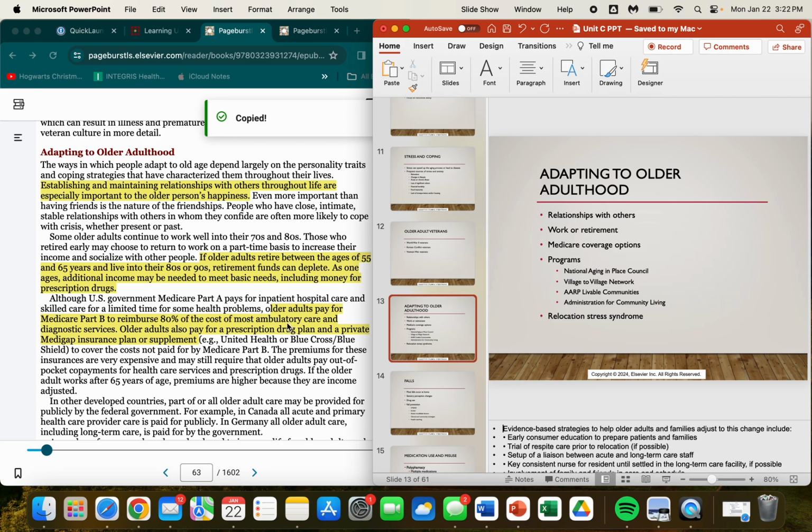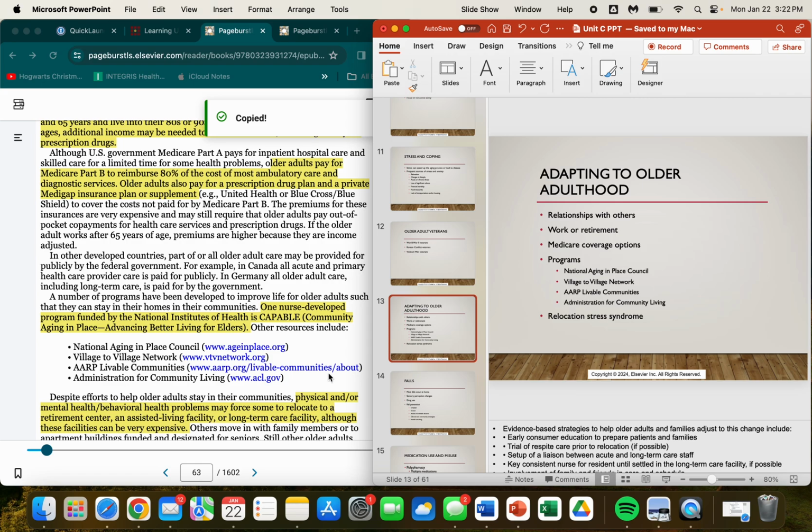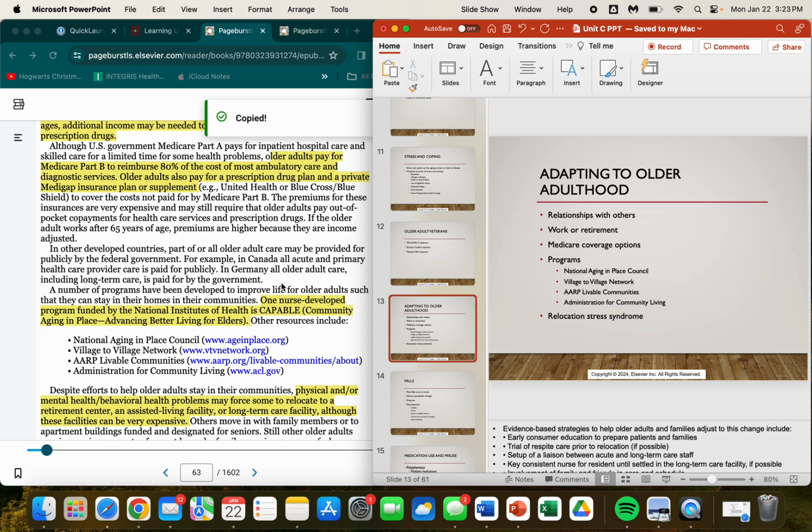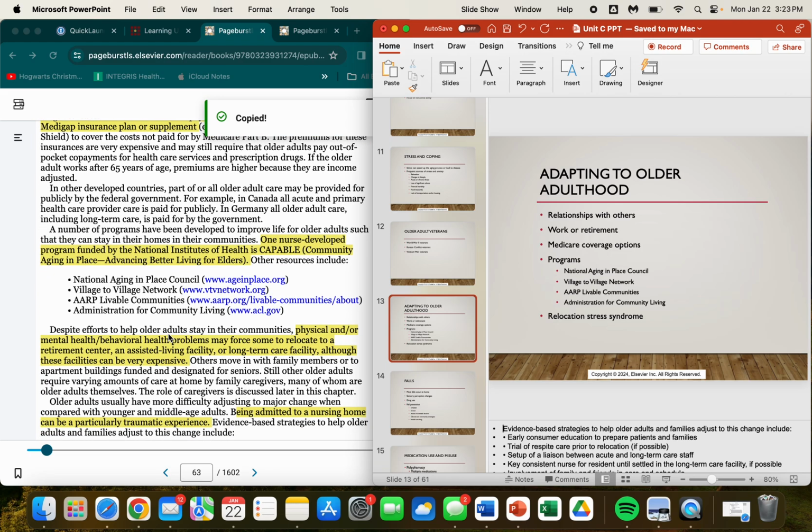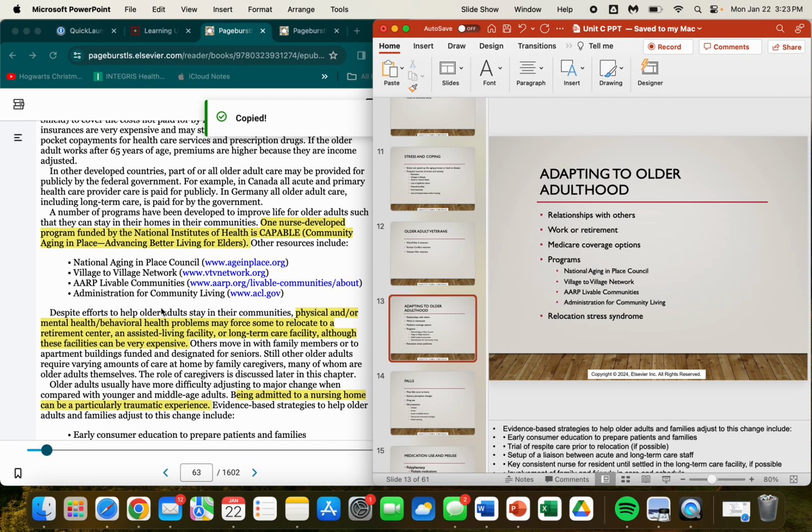It can impact the cost of care that they receive. And so those are some important considerations and some situations that may cause stress in the older adult population. Your book talks about some different programs that help older adults adapt.